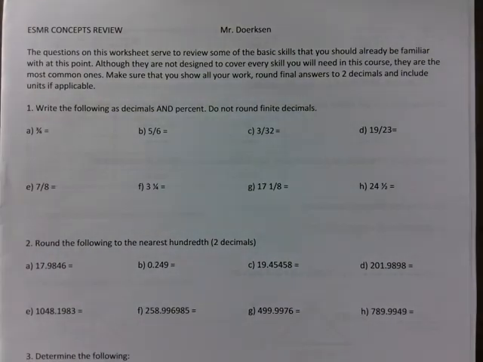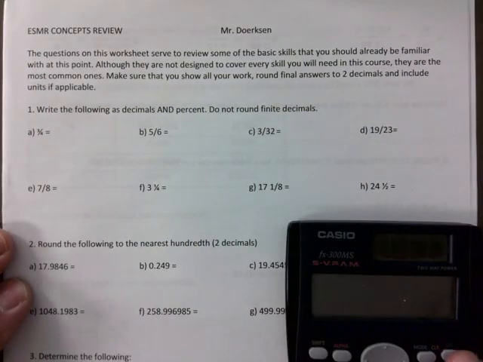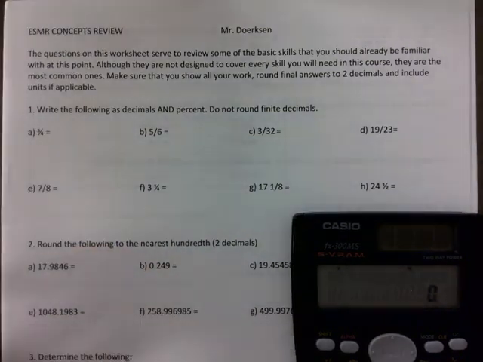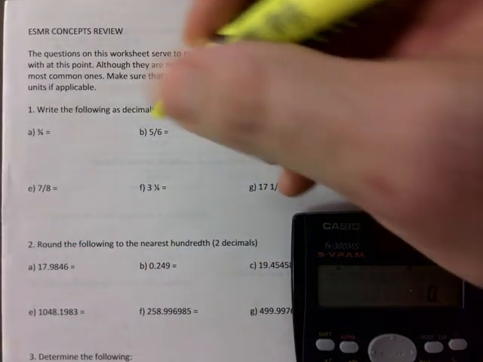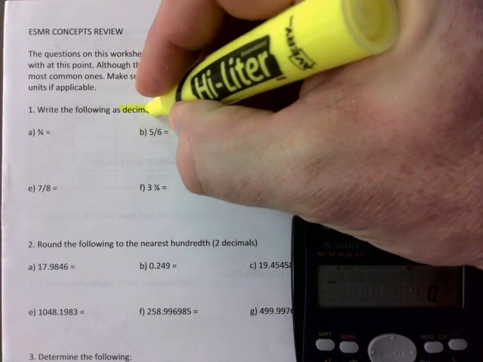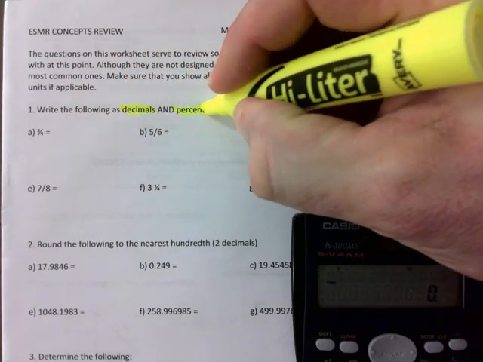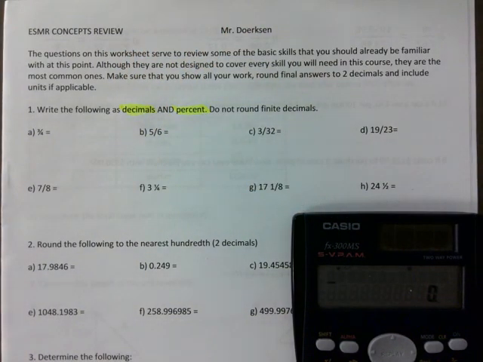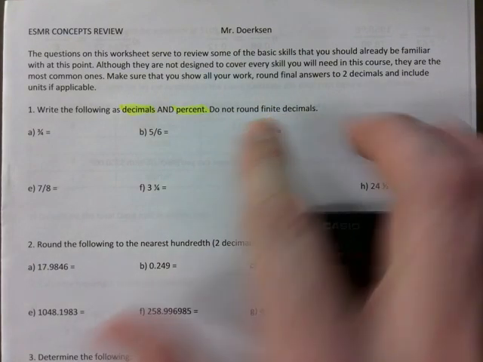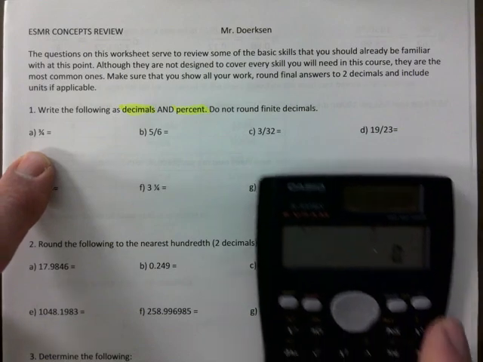So you have your calculator ready. Okay. Watch what it says, and I want you to start reading carefully, right? State everything as a decimal and as a percent. Do not round finite decimals. Finite means they end. So this is how you do it.